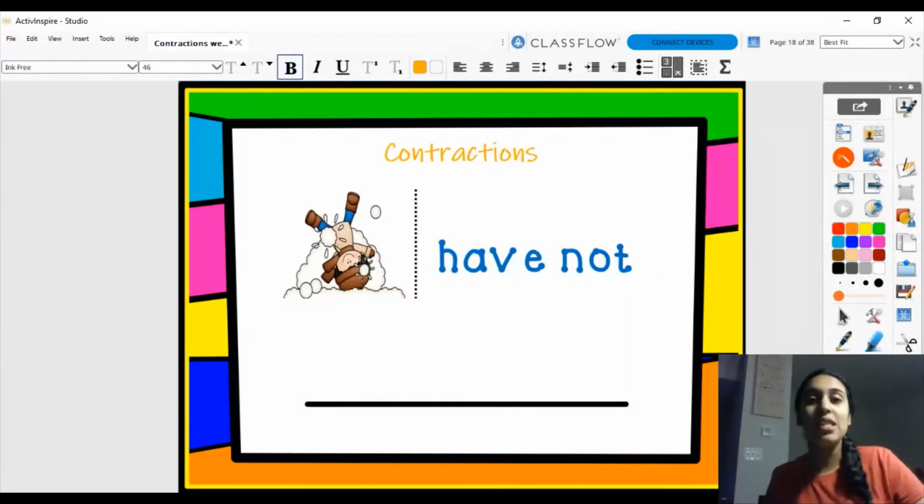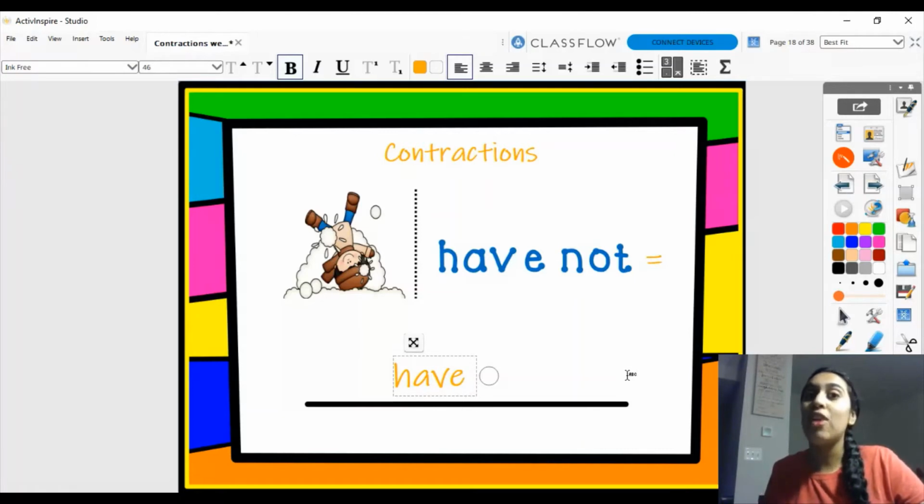Go ahead and write this pair down. Have not. Write the equal sign. Let's think about that rule. What are we going to keep the same? The verb, have. Yes, you're right. Let's go ahead and write the word have. We're going to keep that the same.